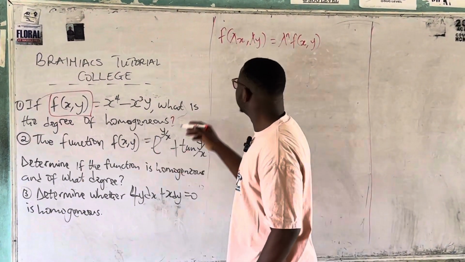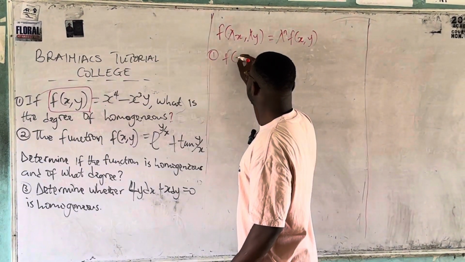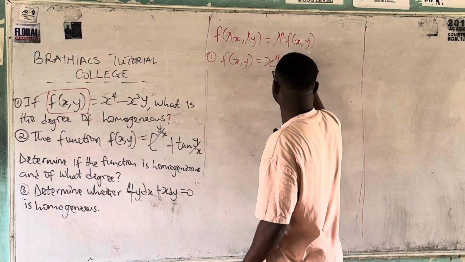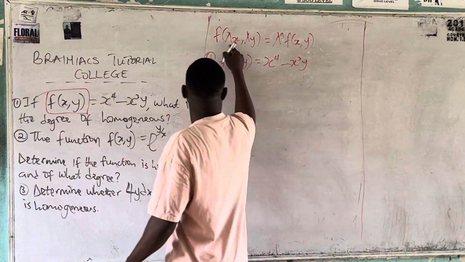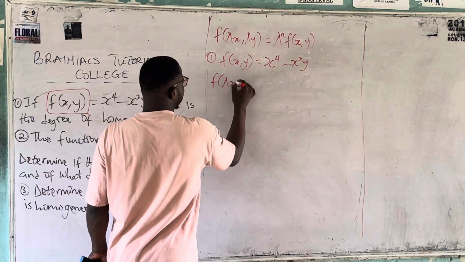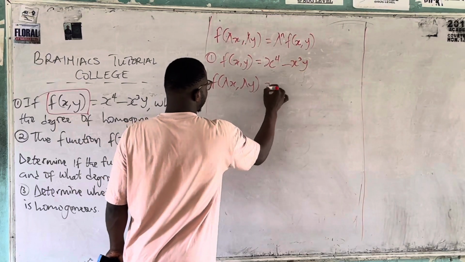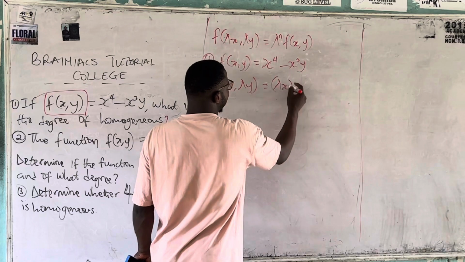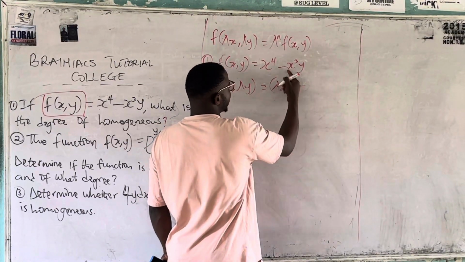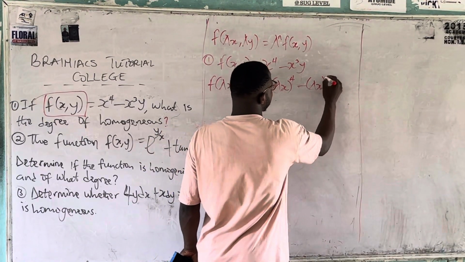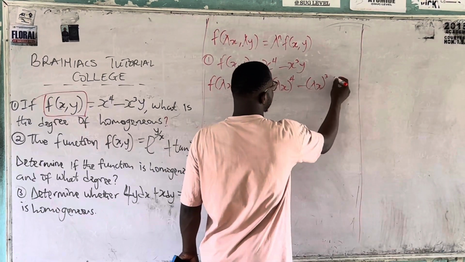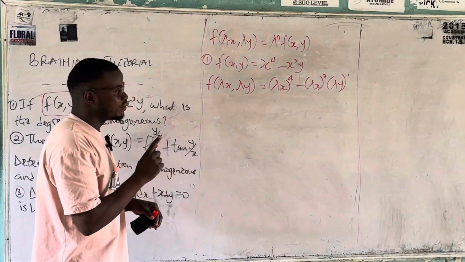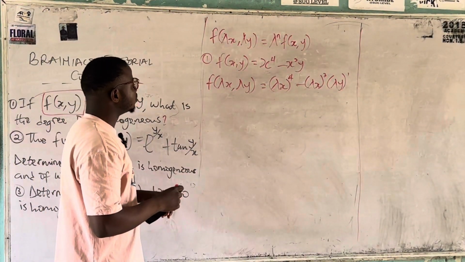So now the first question I will have there is, here we have f of x comma y is equal to x raised to power 4 minus x cubed y. So now we need to evaluate this f of lambda x comma lambda y. So we substitute: wherever we see x, we change it to lambda x. So this one will become lambda x raised to power 4 minus, here we have x cubed, that will be lambda x raised to power of 3. And wherever we see y, we change it to lambda y. So this one will be lambda y raised to power of 1, because we have a single y. So that will be y raised to power 1.